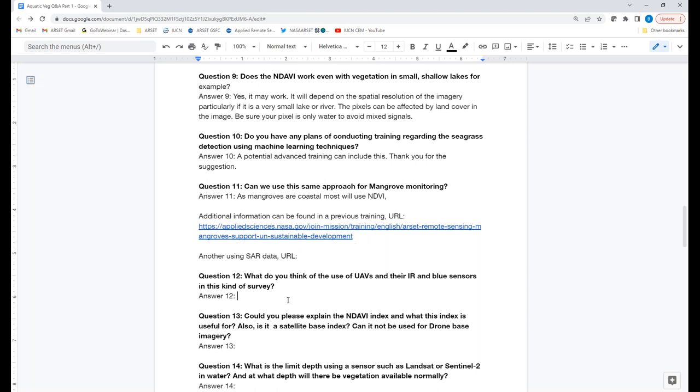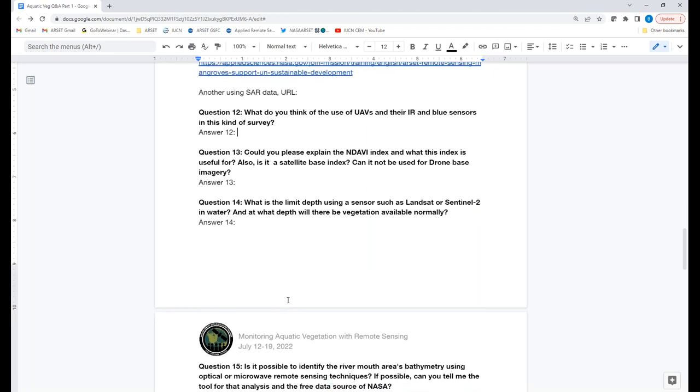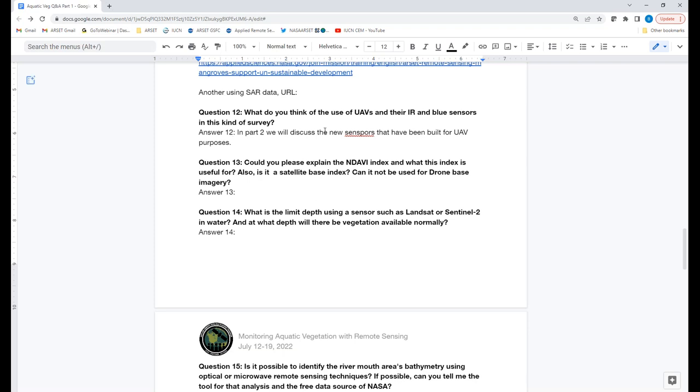And what do you think on the use of UAVs and their IR and blue sensors in this kind of survey? And probably the following question is also related to it. In the next session we're going to talk very briefly about some sensors. The next session is on kelps, but we have a slide where we will show some of the new sensors that have been built for UAV purposes, so to be used on drones. I think we're going to mention one that is multispectral, the other one is hyperspectral.